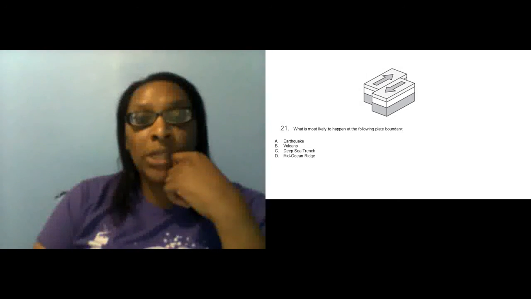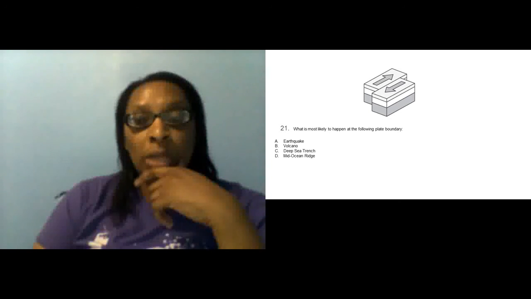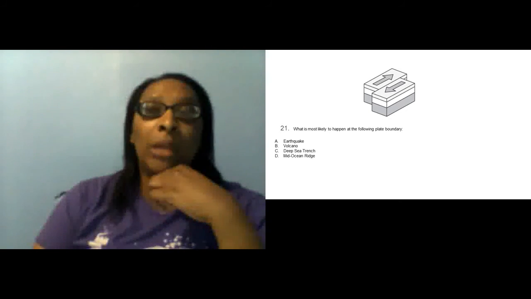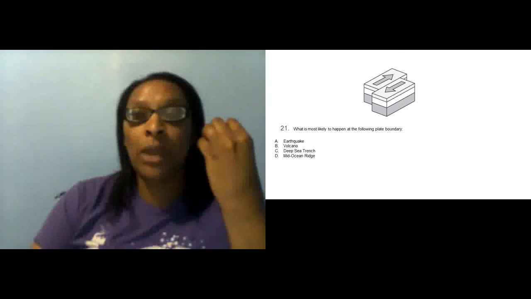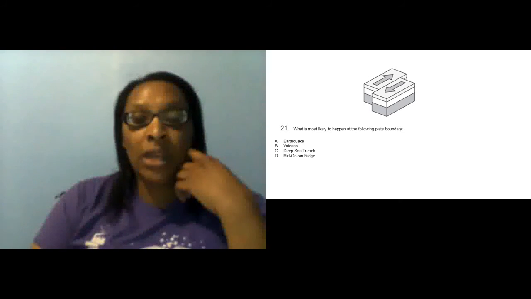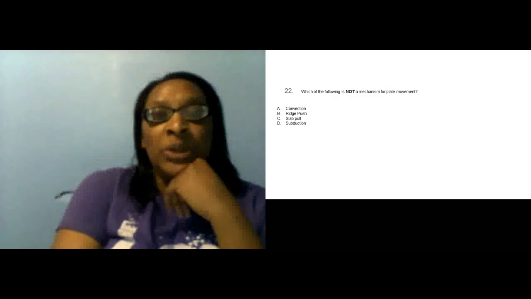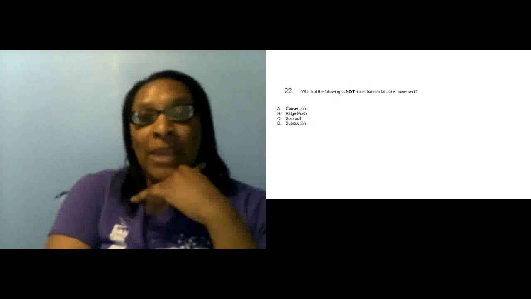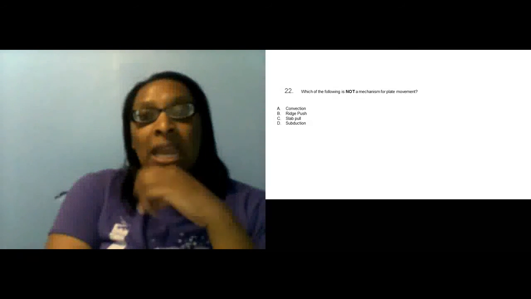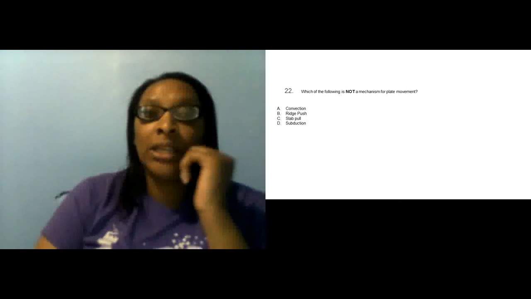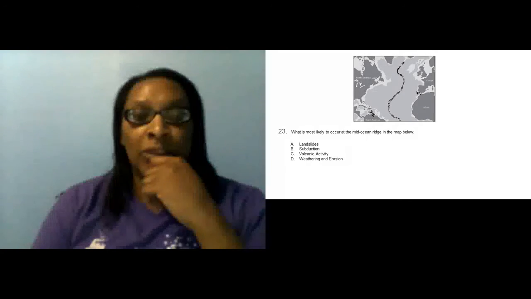Number 21. What is most likely to happen at the following plate boundary? A, earthquake. B, volcano. C, deep sea trench. Or D, mid-ocean ridge. 22. Which of the following is not a mechanism for plate movement? A, convection. B, ridge push. C, slab pull. Or D, subduction.